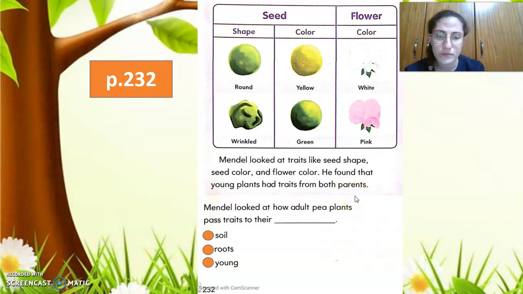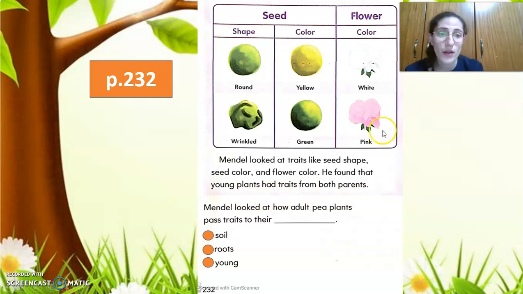I'm gonna reread it, then I'm gonna explain. Mendel looked at traits like seed shape, seed color, and flower color. He found that young plants had traits from both parents. So Mendel was a scientist. He observed the traits, like the seed shape, whether it was round or wrinkled, the seed color, whether it was yellow or green, the flower color, whether it was white or pink. This is the table that shows us the data that he was collecting. He found that young plants had traits from both parents.